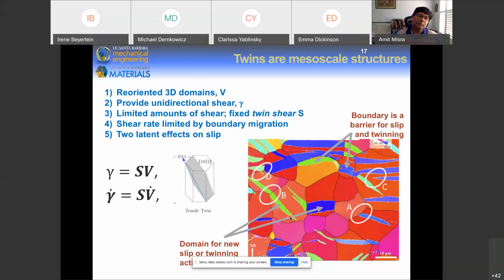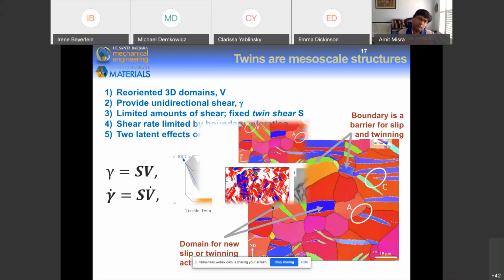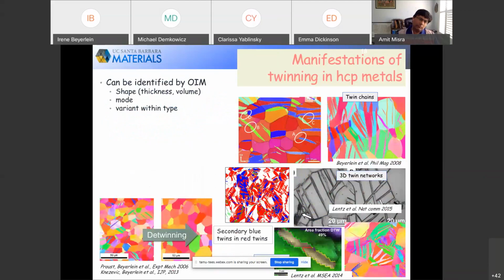They also, as I mentioned, because of the fault changes that they create, there is a different orientation of the twin with respect to the loading. So once a twin domain has formed, it's possible for new slip to occur within that new twin domain. So twins, when they occur within a grain, do have some very strong effect on the slip activity that's occurring also within that grain.